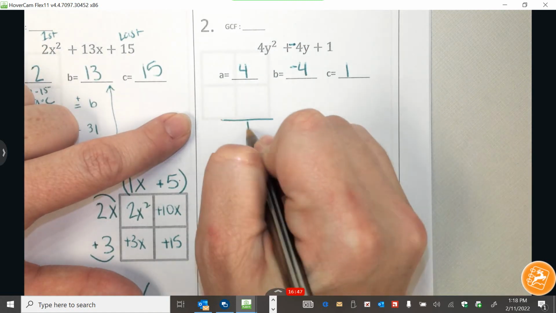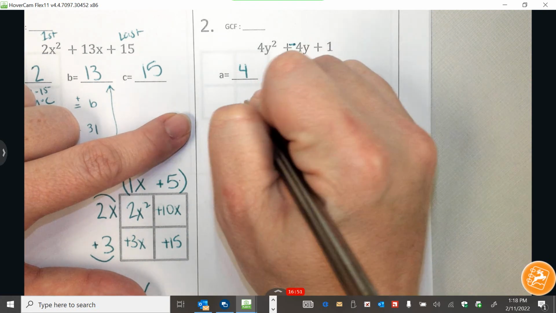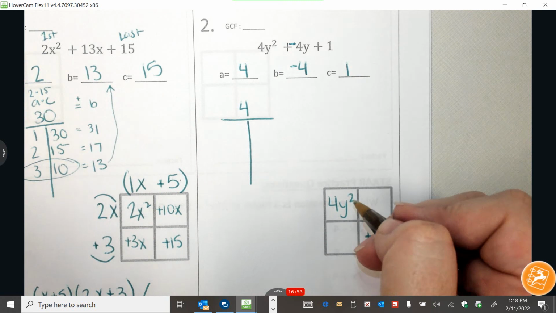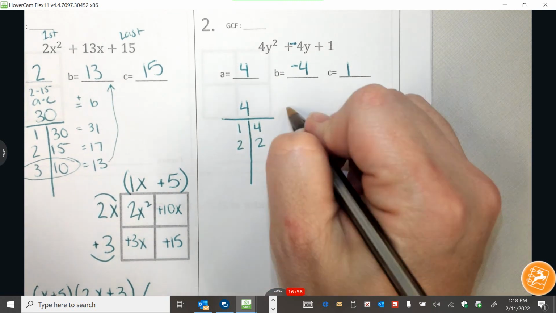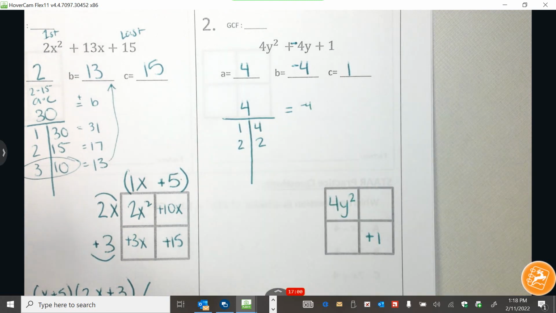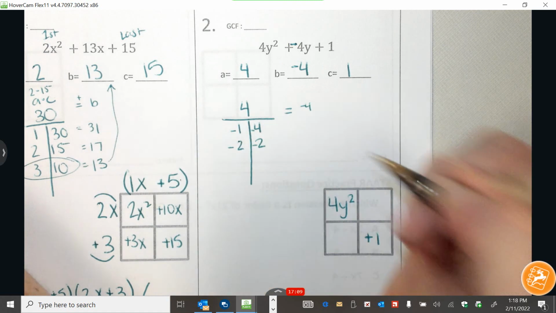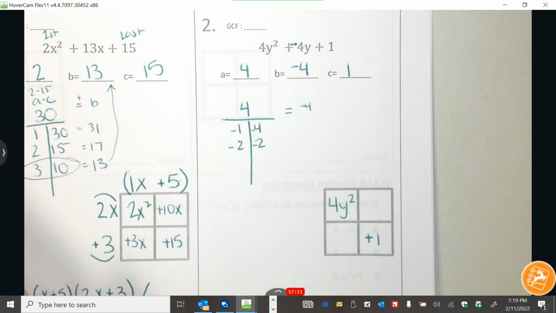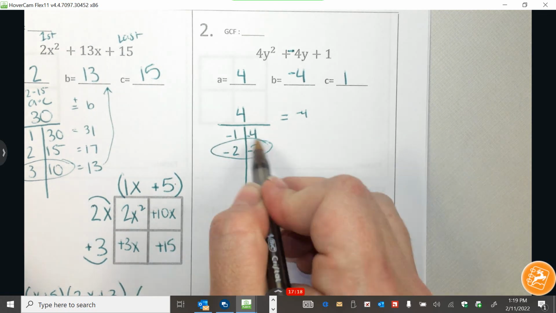So, what's A times C? What's 4 times 1? What are factors of positive 4? But I need it to equal a -4. What's another factor of positive? Doesn't 2 negatives make a positive? So would this also be a factor? Yeah, so which one of those would add up to -4? The second one.